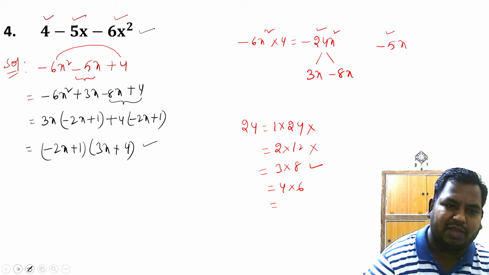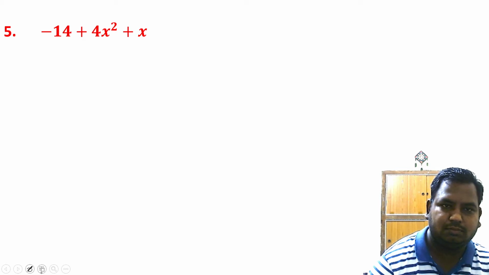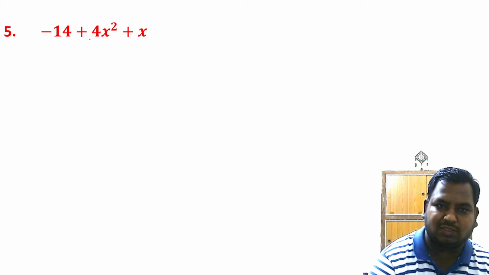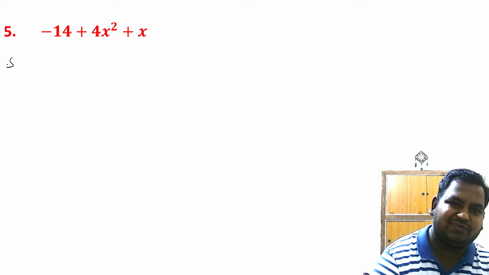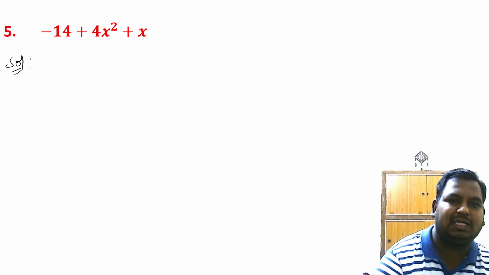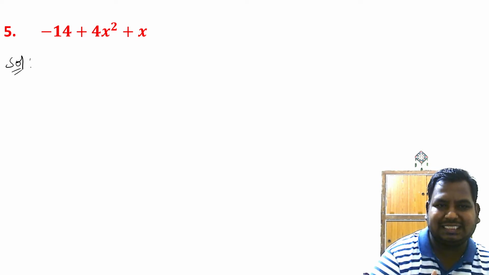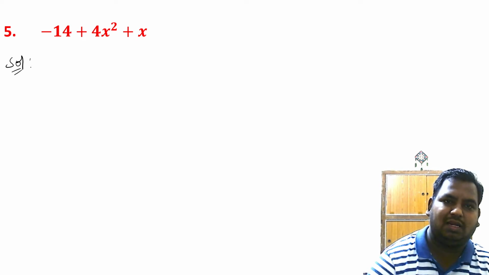We'll go with question number 5 now. In question number 5, we have a polynomial minus 14 plus 4x square plus x. What is first step? First step is arrangement. We have to arrange the terms in the descending order of powers of variable.